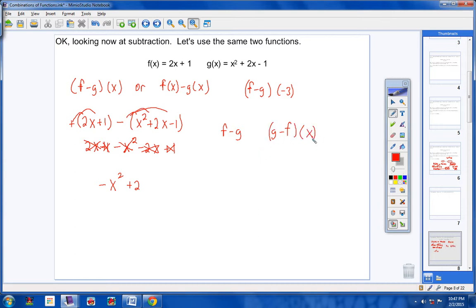These are just too easy to do. There's no need to waste any more time on these. But you understand f minus g is not the same thing as g minus f. When you're subtracting, the order does matter. Okay, moving on.